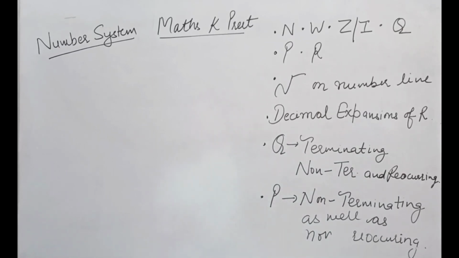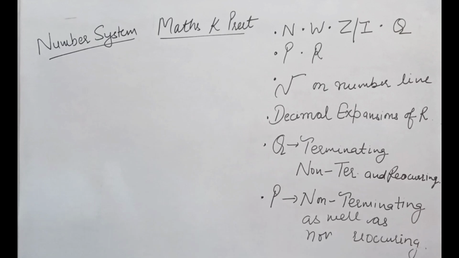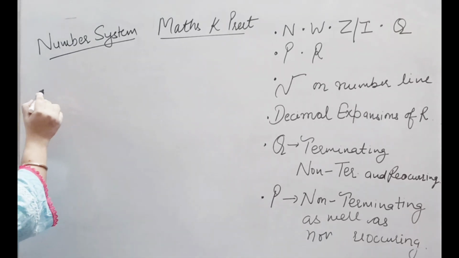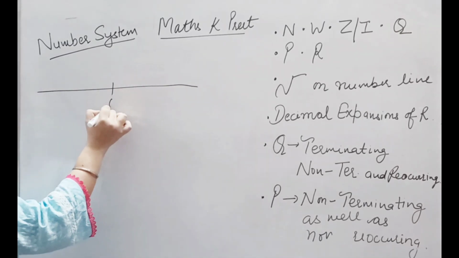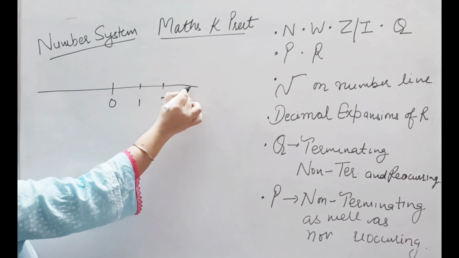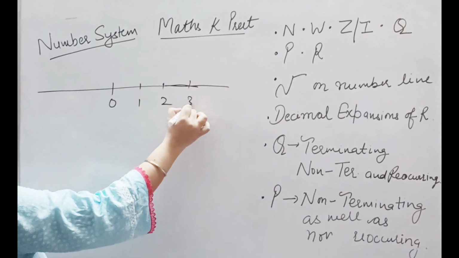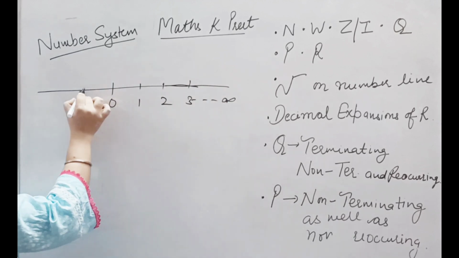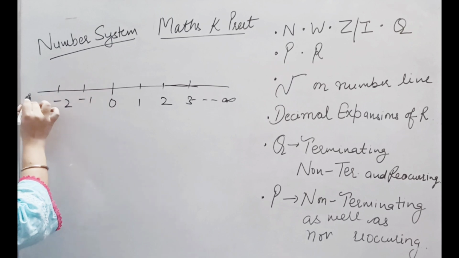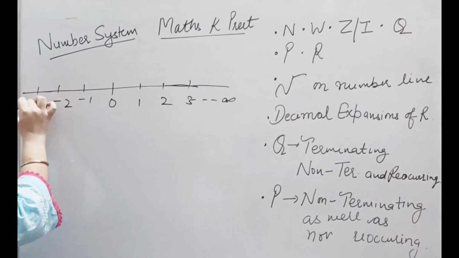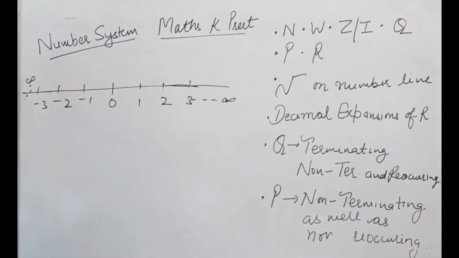Hello everyone. Today our topic is number system. So in mathematics there are basic numbers. Let me draw the number line. So on positive infinity, -1, -2, -3 up till minus infinity.